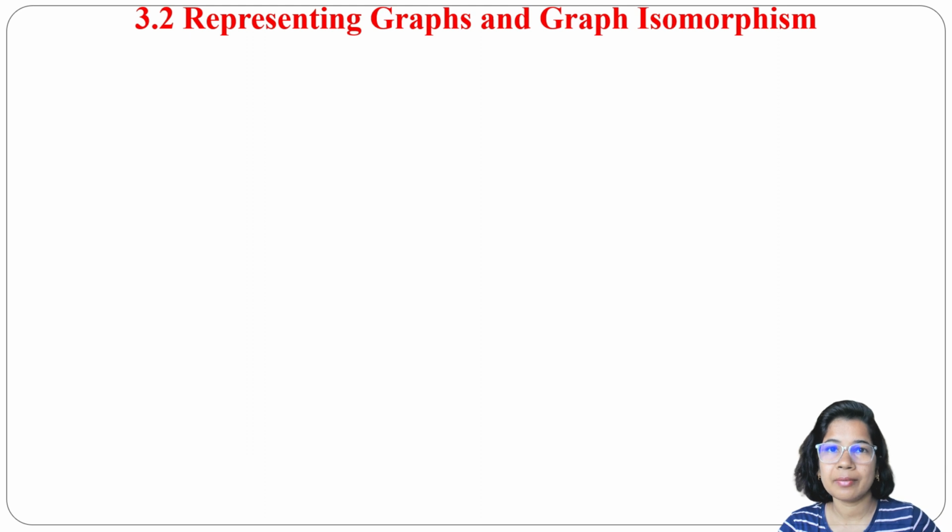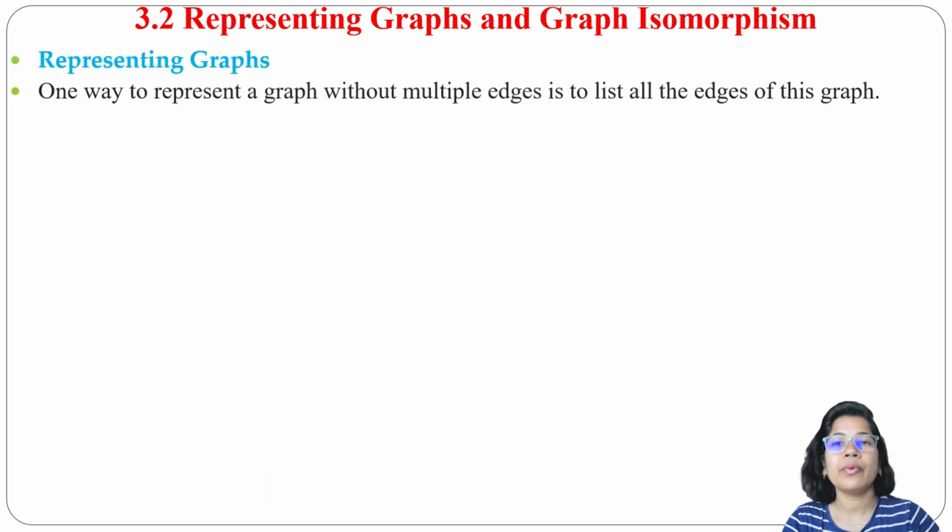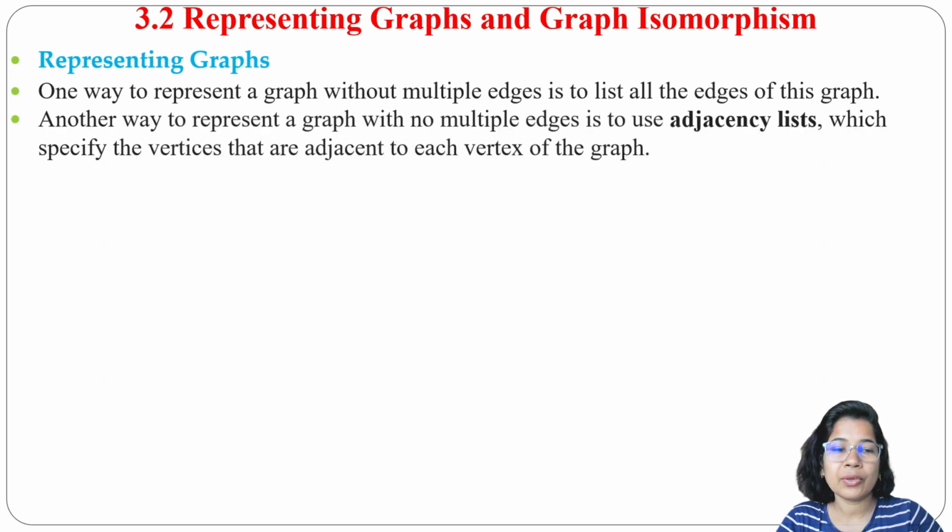One way is the graphical representation. In this topic, I will discuss how we can represent a graph in a list or matrix. So, representation of graph: one way to represent a graph without multiple edges is to list all the edges. You can simply list all the edges, that is one way of graph representation. Another way is using the adjacency list. We know if there is an edge between two vertices, then they are adjacent. So here we can write all the adjacent vertices.